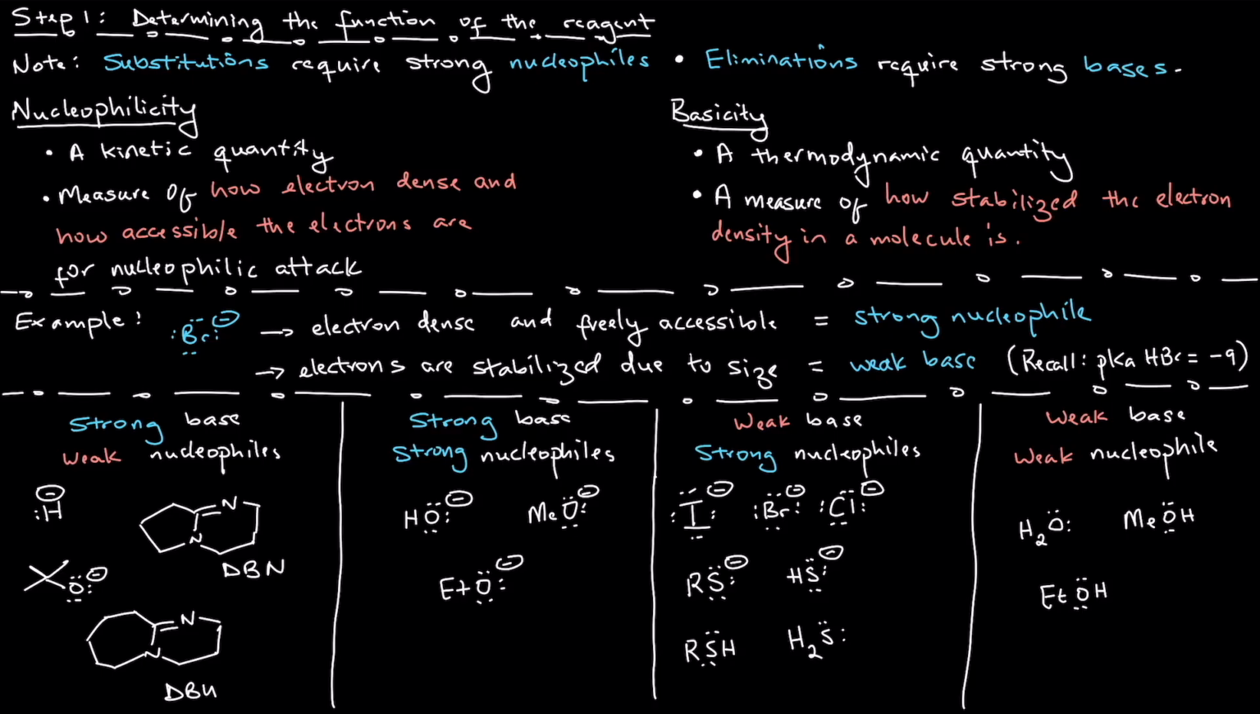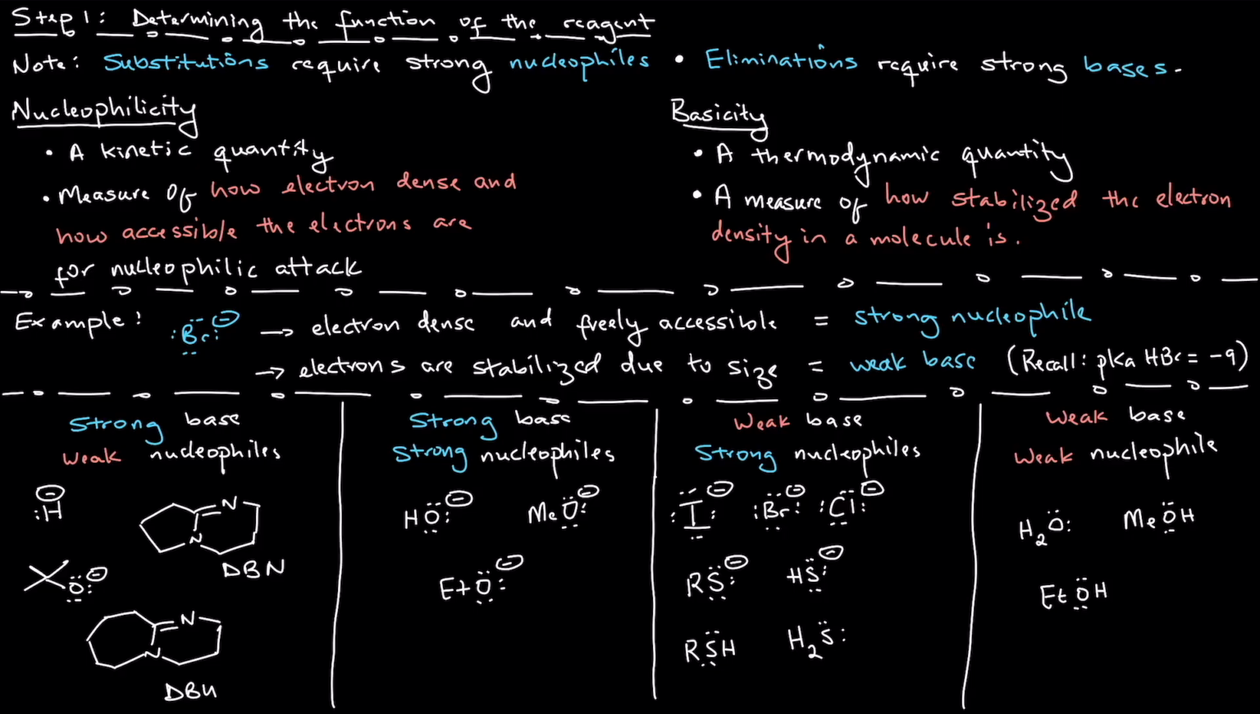You also have your sulfur-based nucleophiles, so your thiolates, your sulfides, your thiols, and what have you. These are all going to be considered strong nucleophiles because they have freely accessible electron density, but they're pretty weak bases if you actually consider how stable these electrons are on a large sulfur atom. Okay, and then on your column of weak base, weak nucleophiles, this is where you typically just have your neutral oxygen compounds like water, methanol, ethanol, and what have you. So your alcohols are typically considered weak bases and weak nucleophiles.